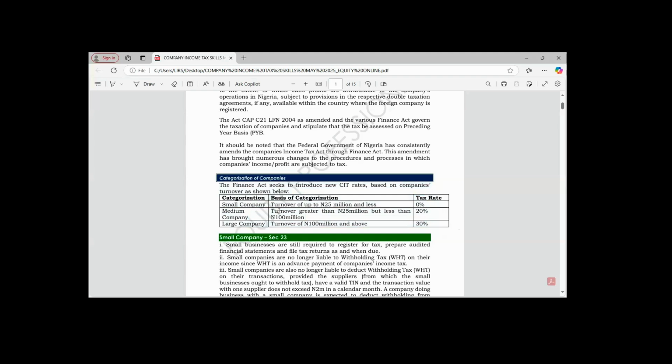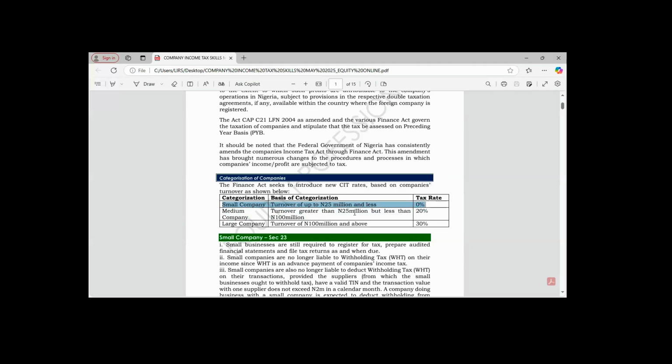So how do we know this categorization? It depends on the level of turnover generated by the company. Where a company with an annual turnover of 25 million naira and below, for 12 months, that company is regarded as a small company. And the tax rate for that company is 0%. The implication of that means such companies are exempted from payment of tax. Because any company with 0% will be exempted. So that means they are not going to pay tax.